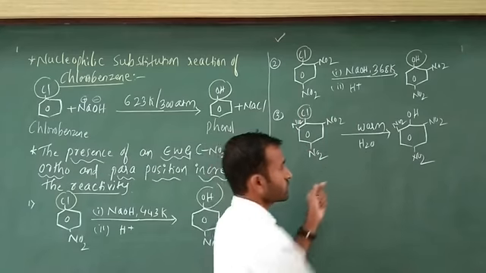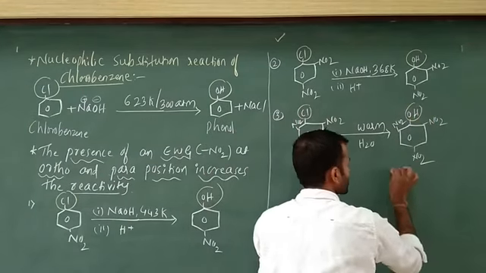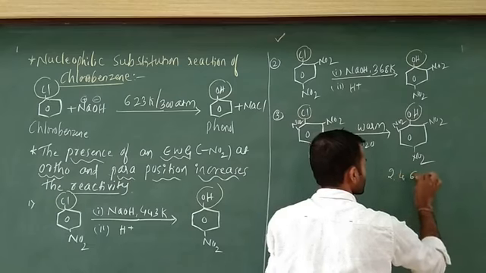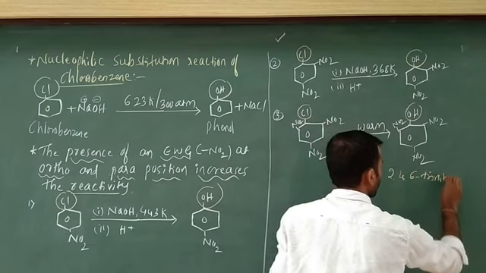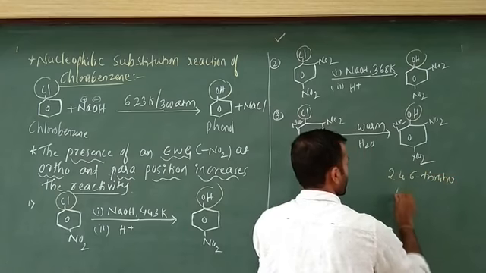Chlorobenzene is converted into, important, bear in mind, what is the name of this one, 2,4,6-trinitrophenol.